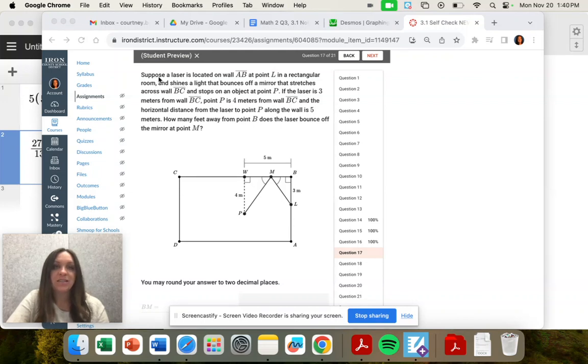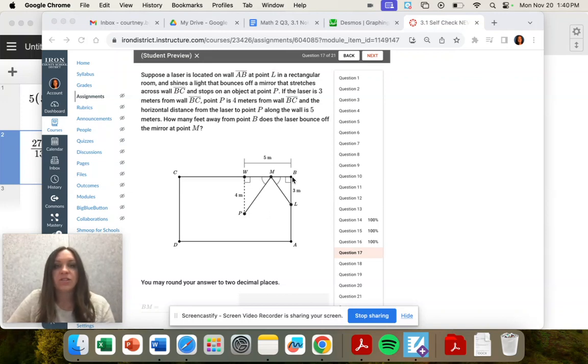Question 17. Suppose a laser is located on wall AB. Let's find that right here, AB at point L. So here's the laser in a rectangular room and shines a light that bounces off a mirror that stretches across wall BC. There it is. So we hit the mirror, and stops an object at point P. So bounces, come up here, point P.